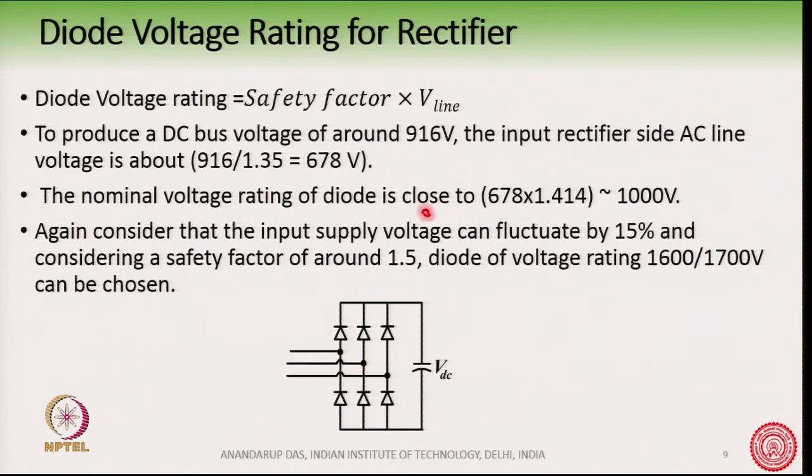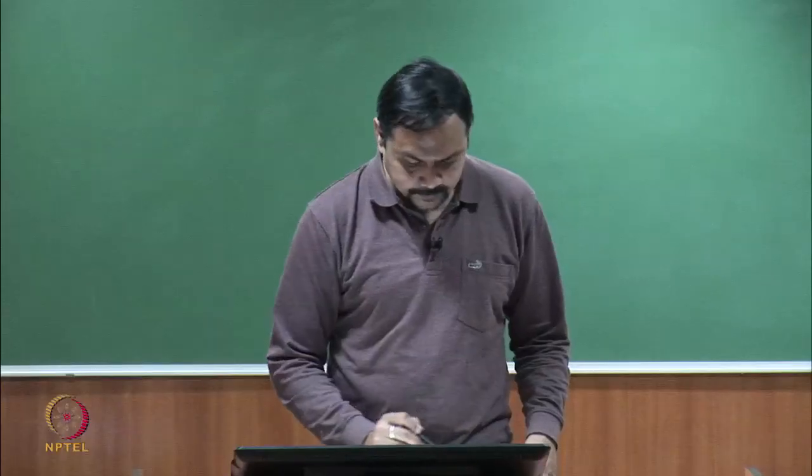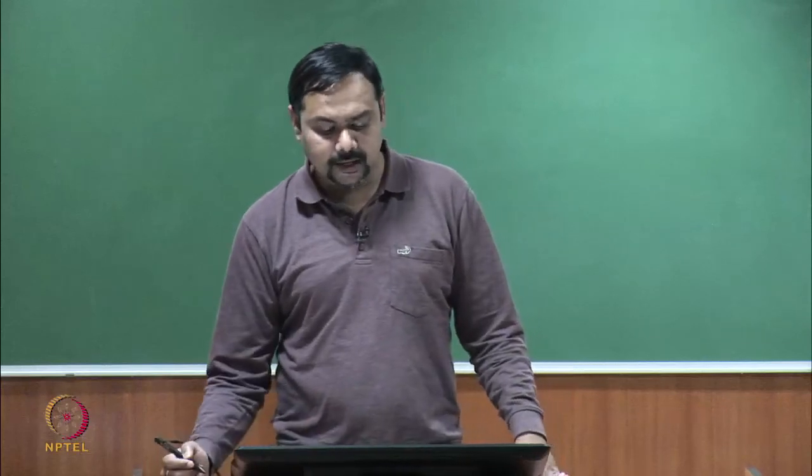Now, the nominal voltage rating of the diode is close to about 1000 volt. Again, taking all these safety factors into account, a diode of about 1600 or 1700 volt can be chosen. Okay, that is the voltage rating of the diode.